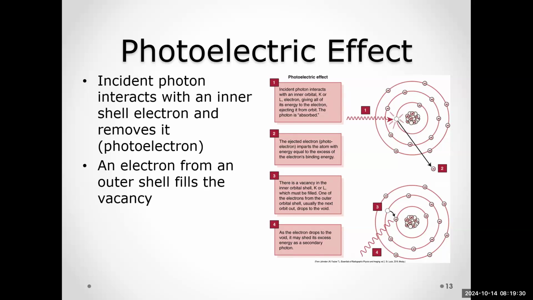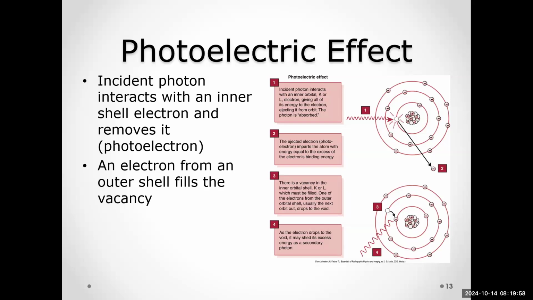This is actually from your book. I forget which page, I meant to put it on here. I want to say it's like 31, 32. If anybody has it, you can look. But anyway, this is directly from your book. So photoelectric effect is when the incident photon, meaning the photon that's directed at the patient, interacts with an inner shell electron and removes it.